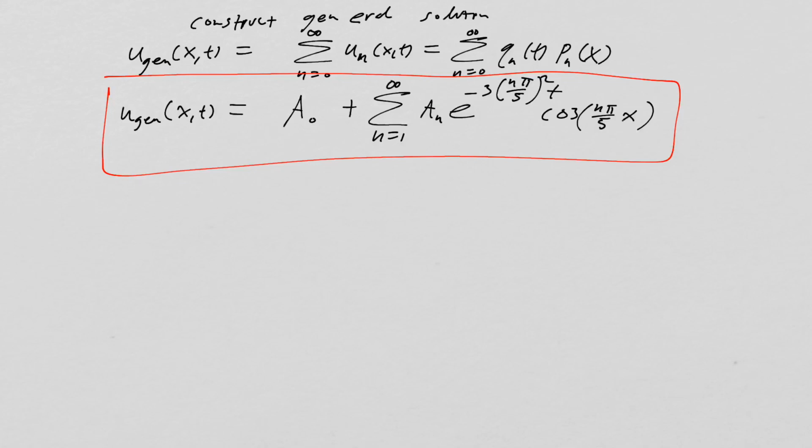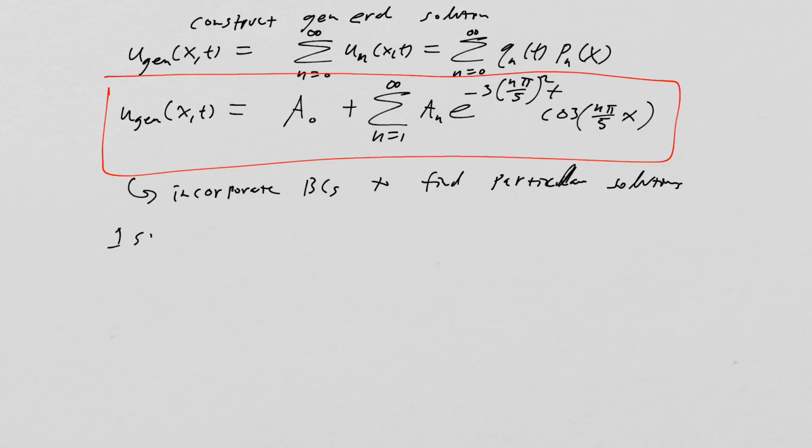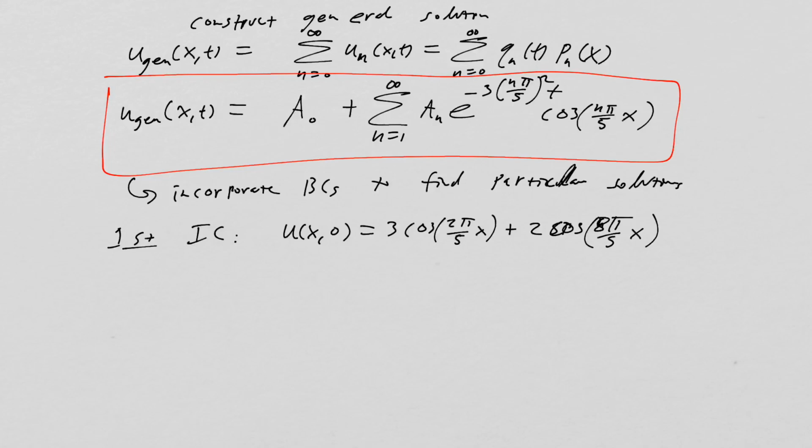All right, so the final step, of course, is to incorporate boundary conditions to find particular solutions. So let's look at the first initial condition. So what we had was u of x comma 0 was equal to 3 cosine of 2 pi over 5 x plus 2 times cosine of 8 pi over 5 x.